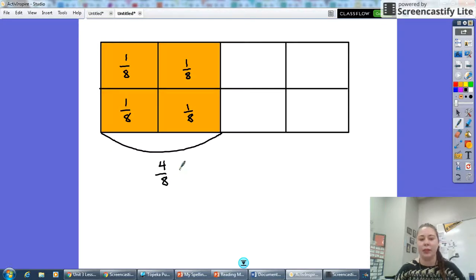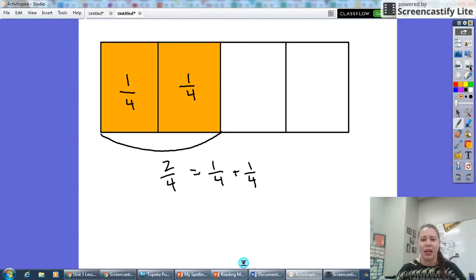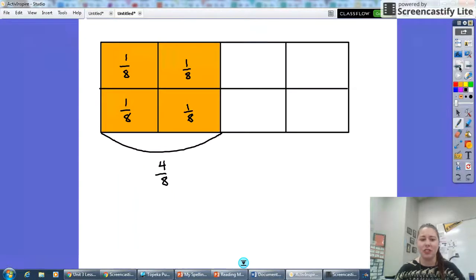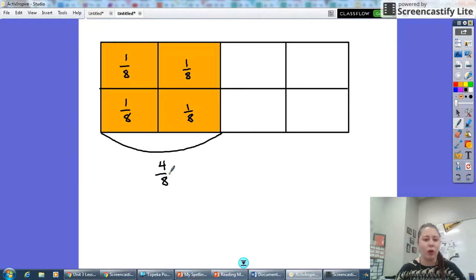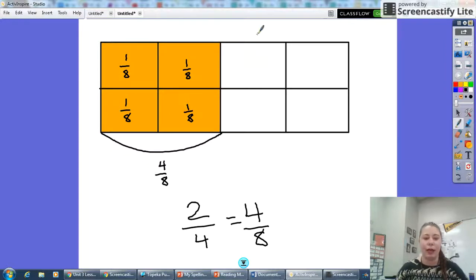4/8. Okay, so what we want to look at, do I have more shaded now than I did before? They're actually still the same amount. Okay, my 2/4 is equivalent to 4/8. Okay, they're actually the same amount. They're equivalent because they take up the same amount of space. However, they're just broken into smaller pieces.